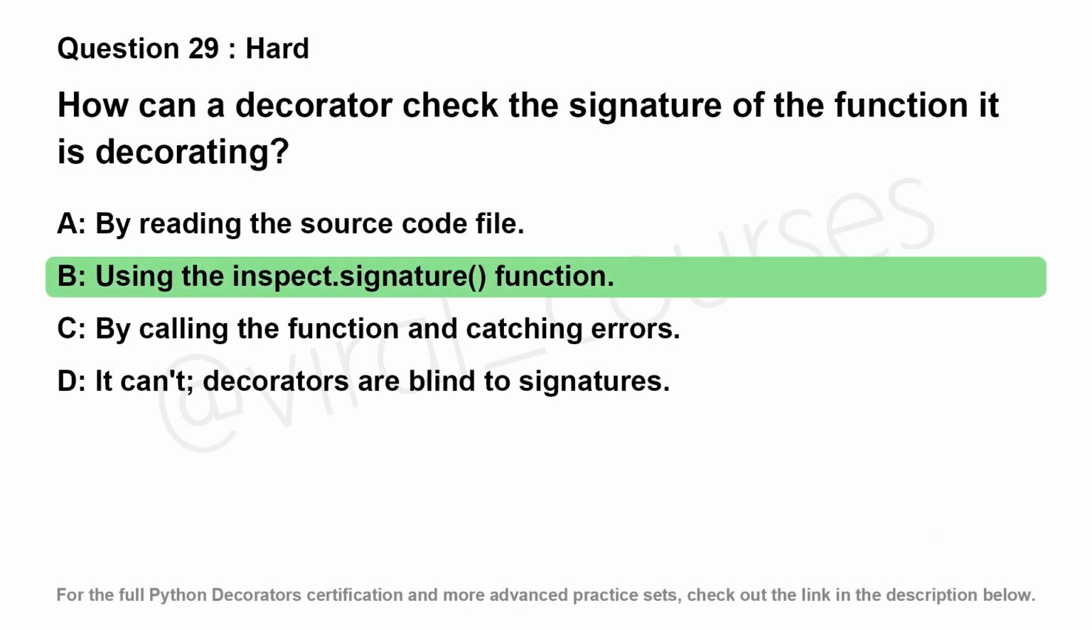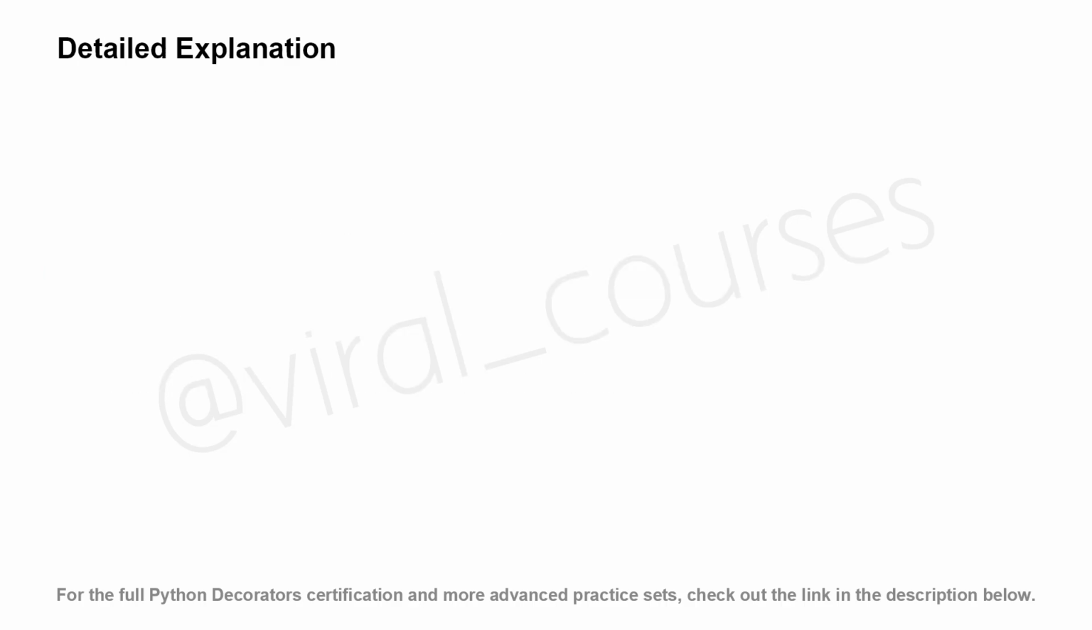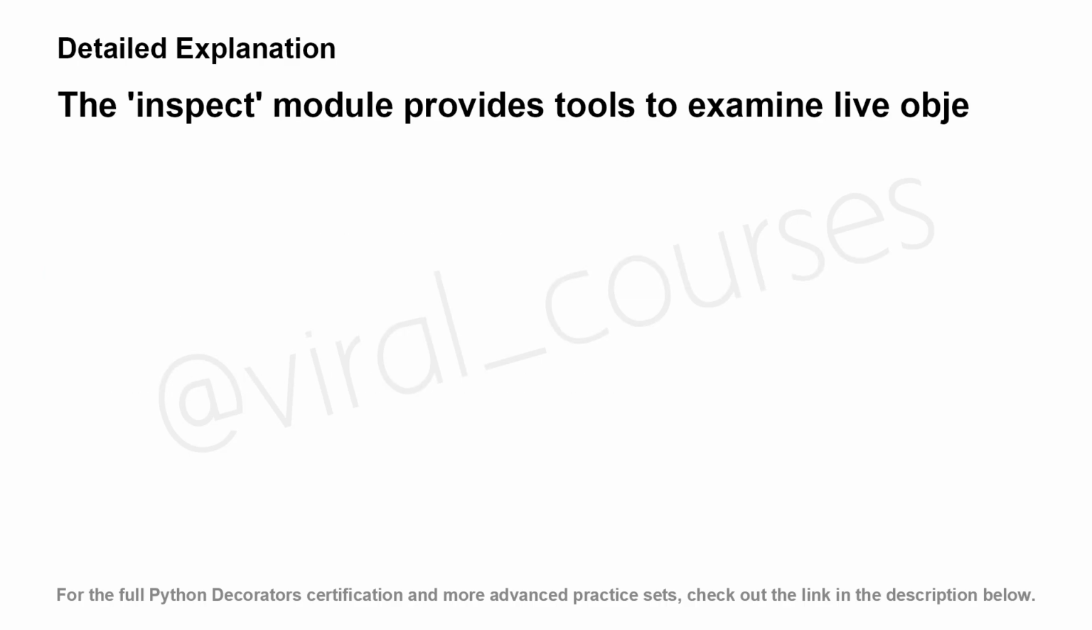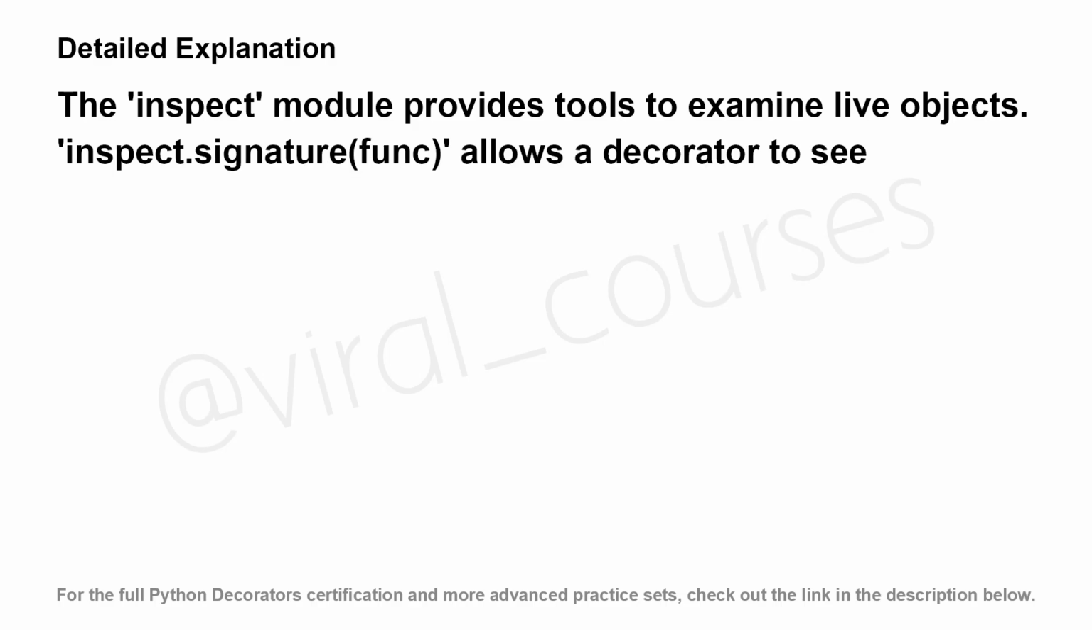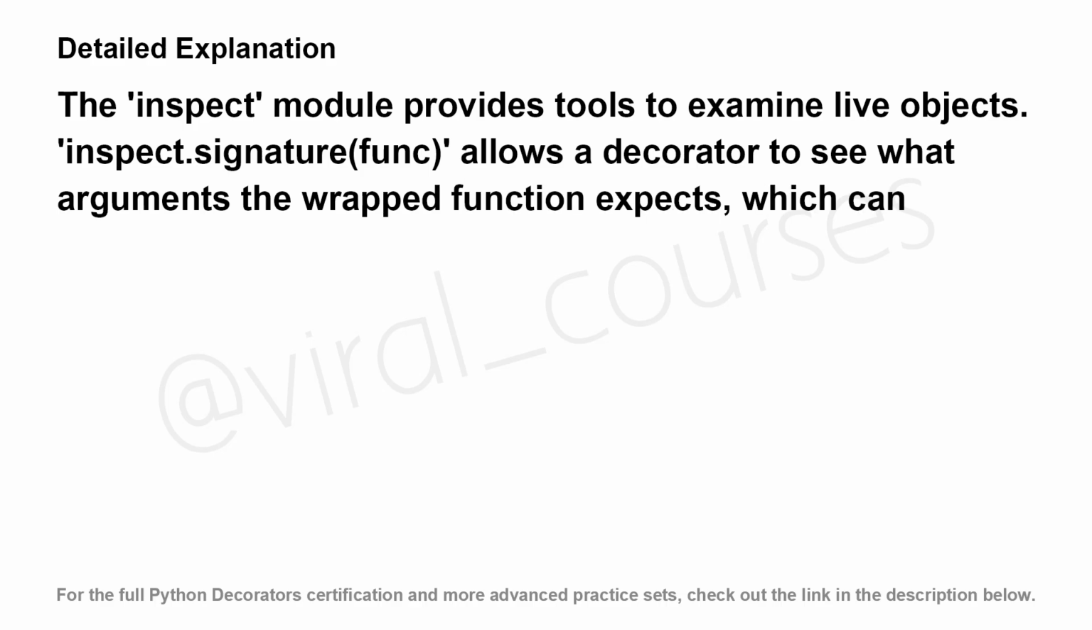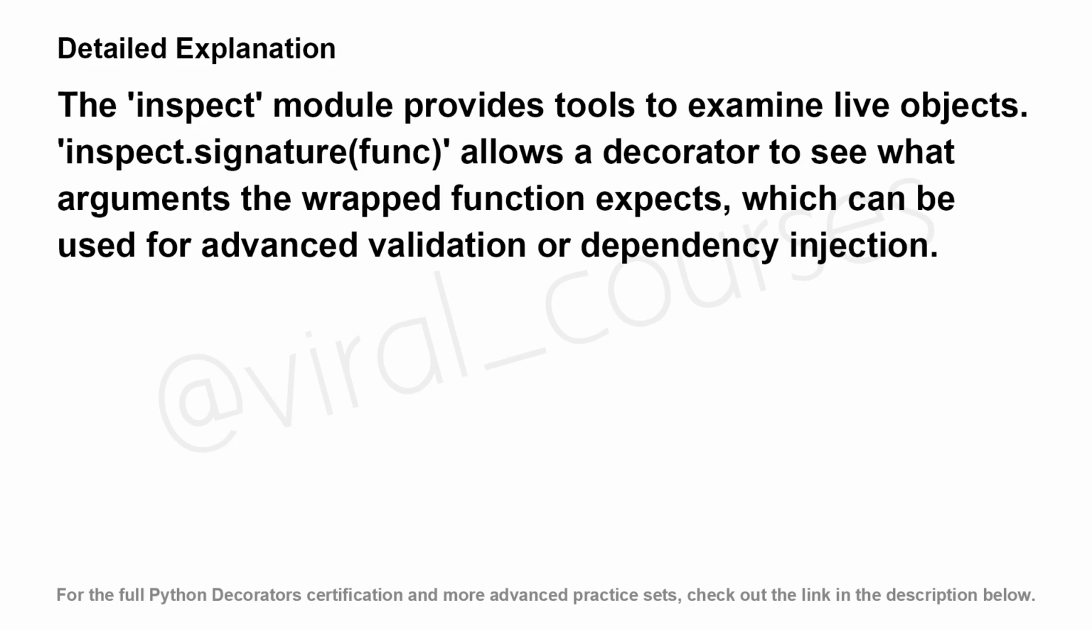The correct answer is B. The inspect module provides tools to examine live objects. inspect.signature(func) allows a decorator to see what arguments the wrapped function expects, which can be used for advanced validation or dependency injection.